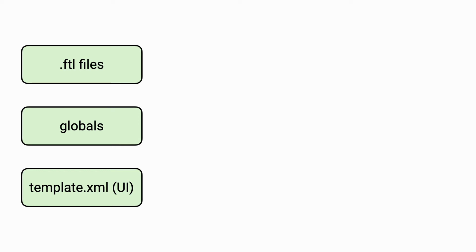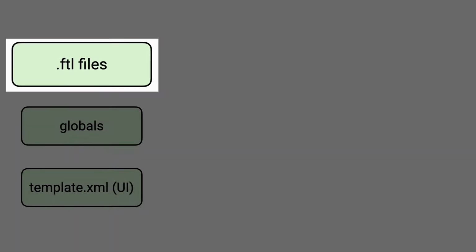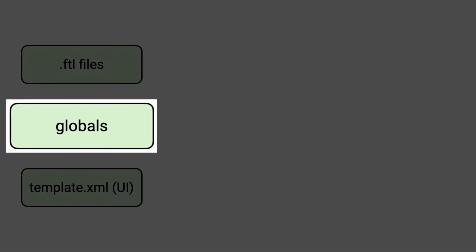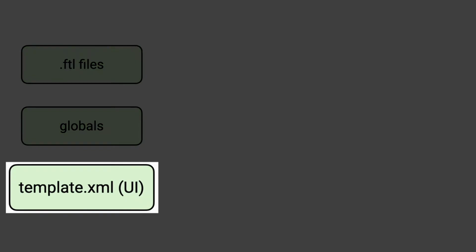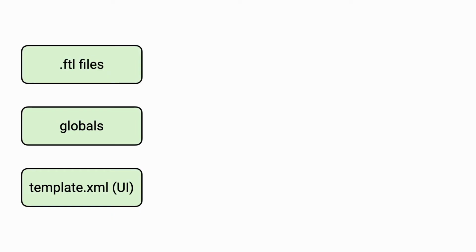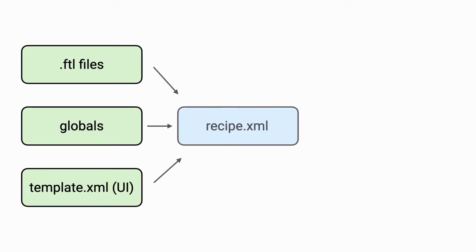In previous versions, a template consisted of different FTL files containing the code to be generated, a globals file with common variables, and a template XML file that defined the UI of the wizard. All these files were used as inputs into a recipe XML file that contained the logic to generate the code.